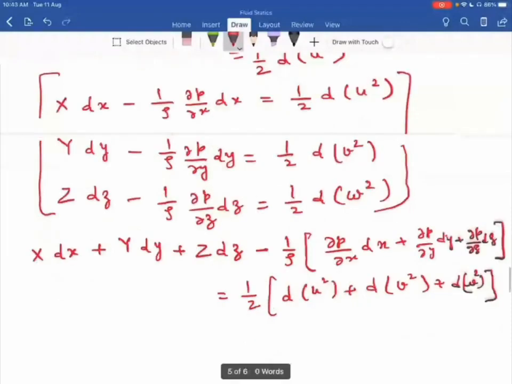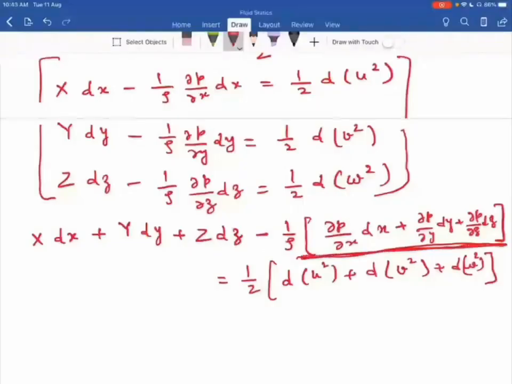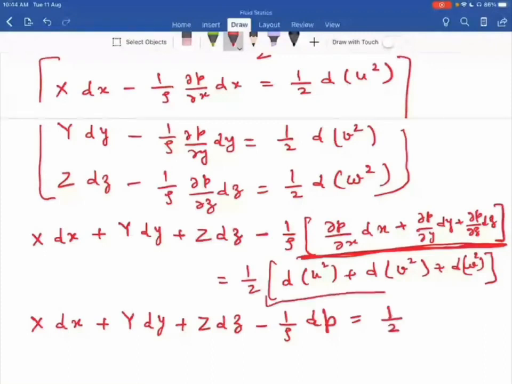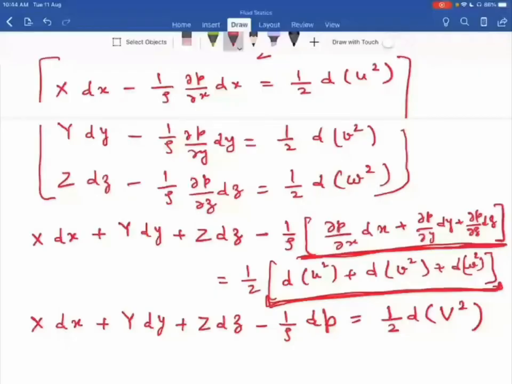Now you can see this term. This is again a total derivative of p. So again I write x dx, y dy, z dz minus 1 by rho dp equal to 1 by 2 of, now this becomes the total derivative of the resultant velocity, d of v square. Okay, now I have this simple relation. After adding these three equations, I have this simple equation now.